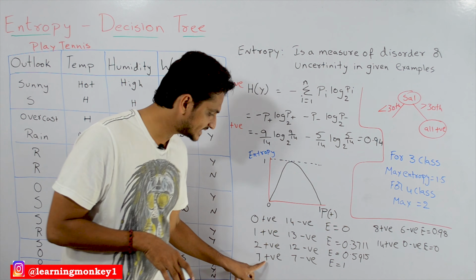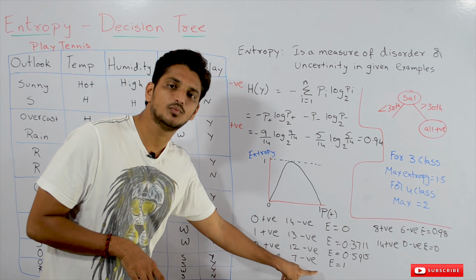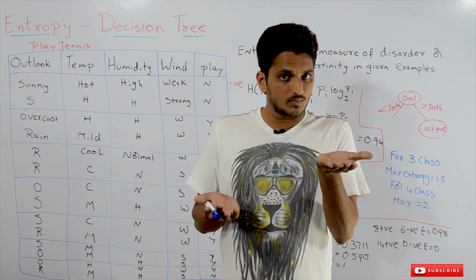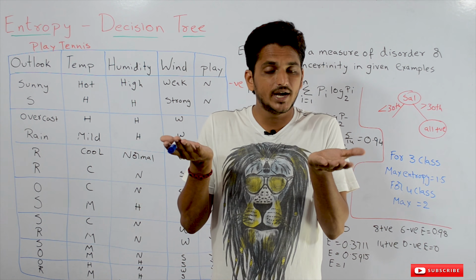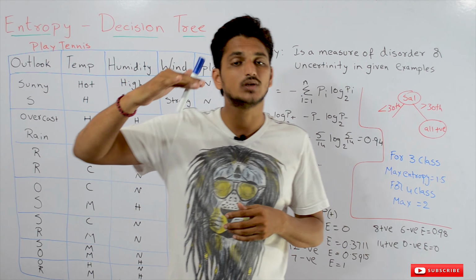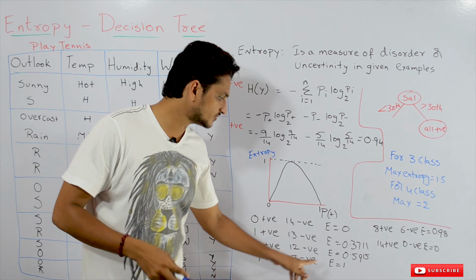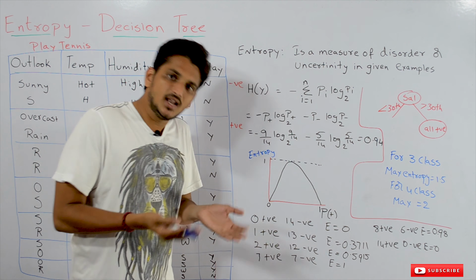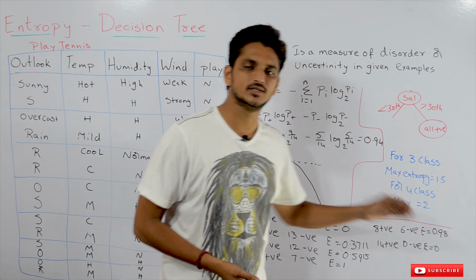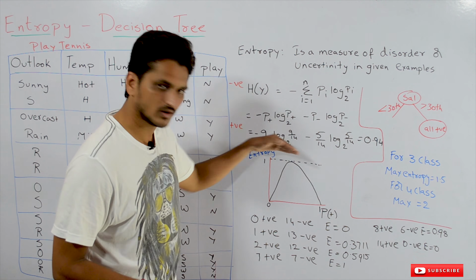When we have 7 positive and 7 negative points. 7 positive and 7 negative means an equal number of positive and negative points, and we have the maximum entropy value. What's the maximum entropy value? It's 1. If we still increase the positive points, with 8 positive and 6 negative points, the entropy value is going down.